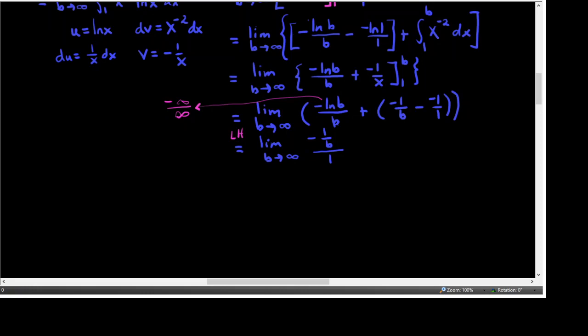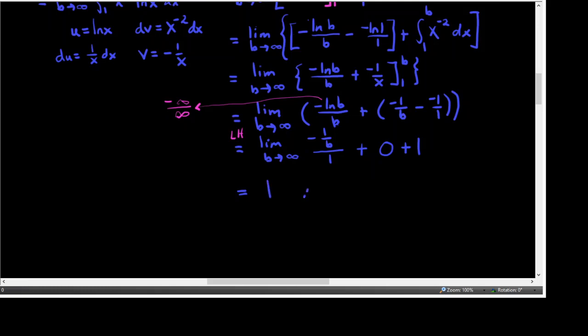Now, one thing you've got to be careful of here is that only that first term, the negative natural log of b over b, is negative infinity over infinity. The rest of it, I'm going to go ahead and evaluate that limit over on the right. So the limit of negative 1 over b as b goes to infinity is 0. Minus negative 1 is plus 1, and the limit of the constant 1 is 1. Okay. Then, going back to the first term, that fraction, negative 1 over b as b goes to infinity, goes to 0. So 0 plus 0 plus 1 is 1.